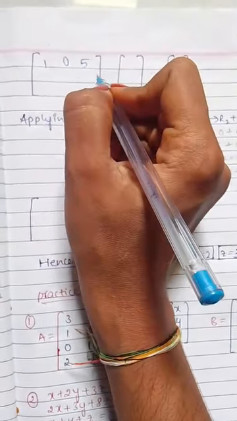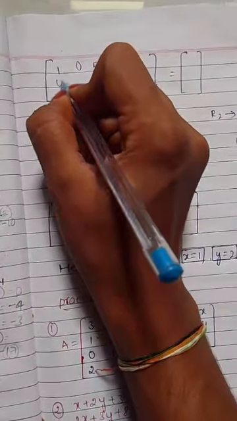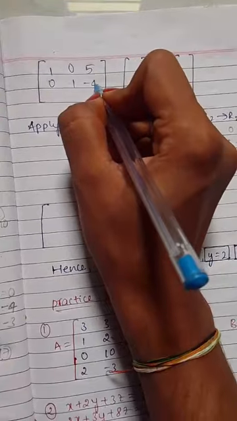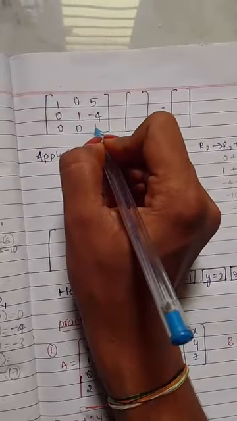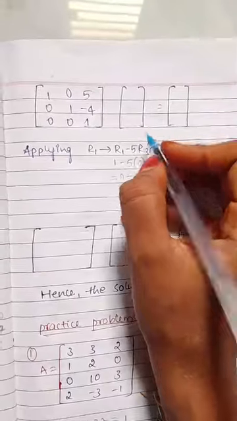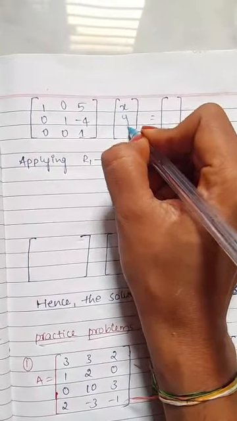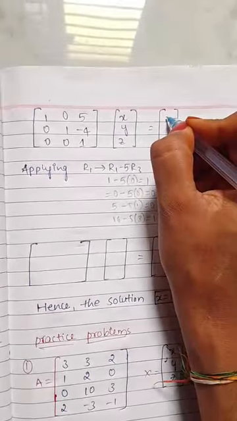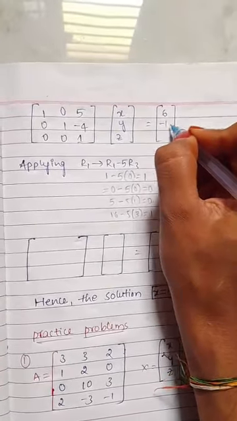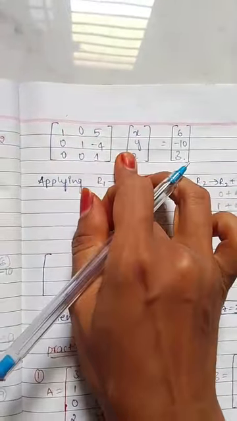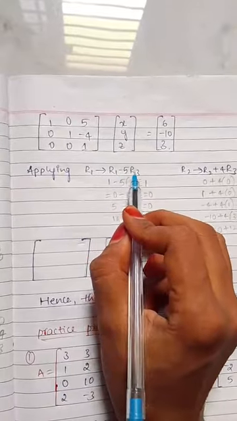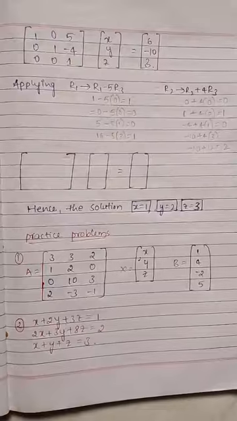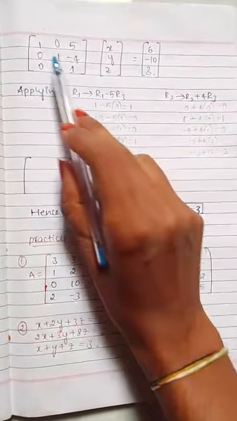1 0 5. 0 1 minus 4. 0 0 1. This place I got 1. Here x y z as it is, and here 6, minus 10 and 3. Again I have to simplify this by applying R1 to R1 minus 5R3.